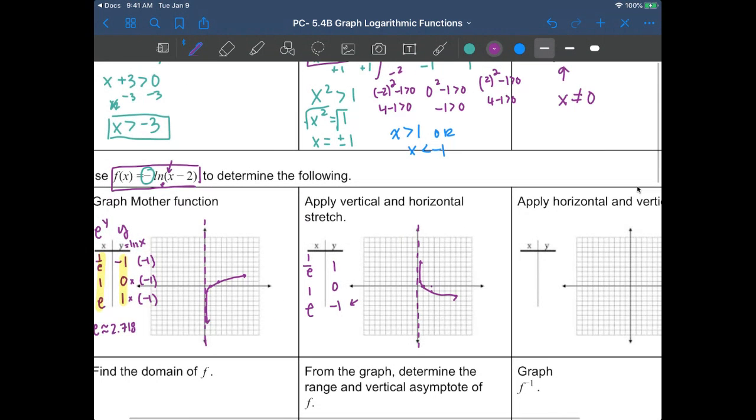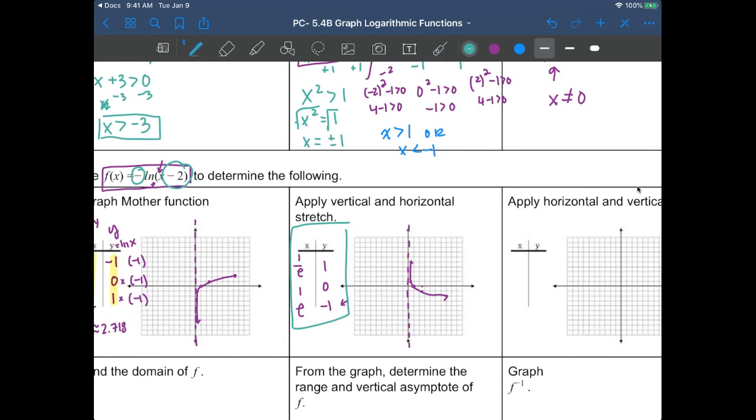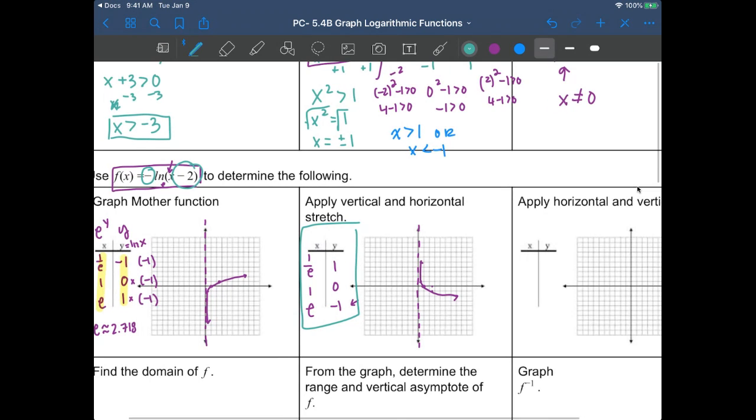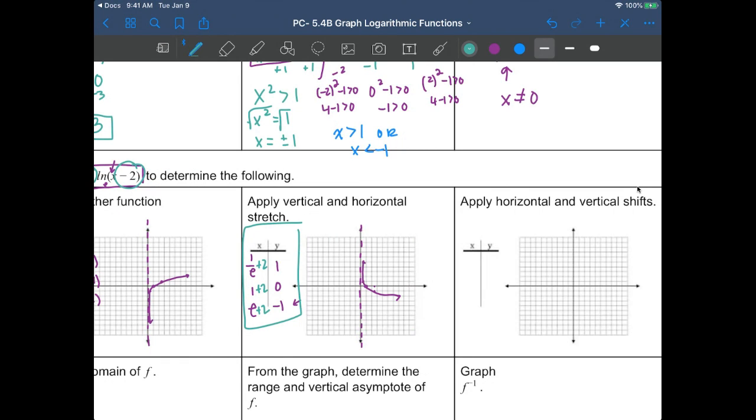Okay, lastly, we're going to take this table and we're going to apply this -2, the horizontal translation. So the only thing to remember is when you're affecting the x's, it's opposite. So instead of subtracting 2, I'm going to add 2. That's right. We're going to add 2 to each x value. Okay, so we're going to have 2 plus 1 over e, 2 plus 1, which is 3, 2 plus e. Okay, the y values don't change, so 1, 0, -1.